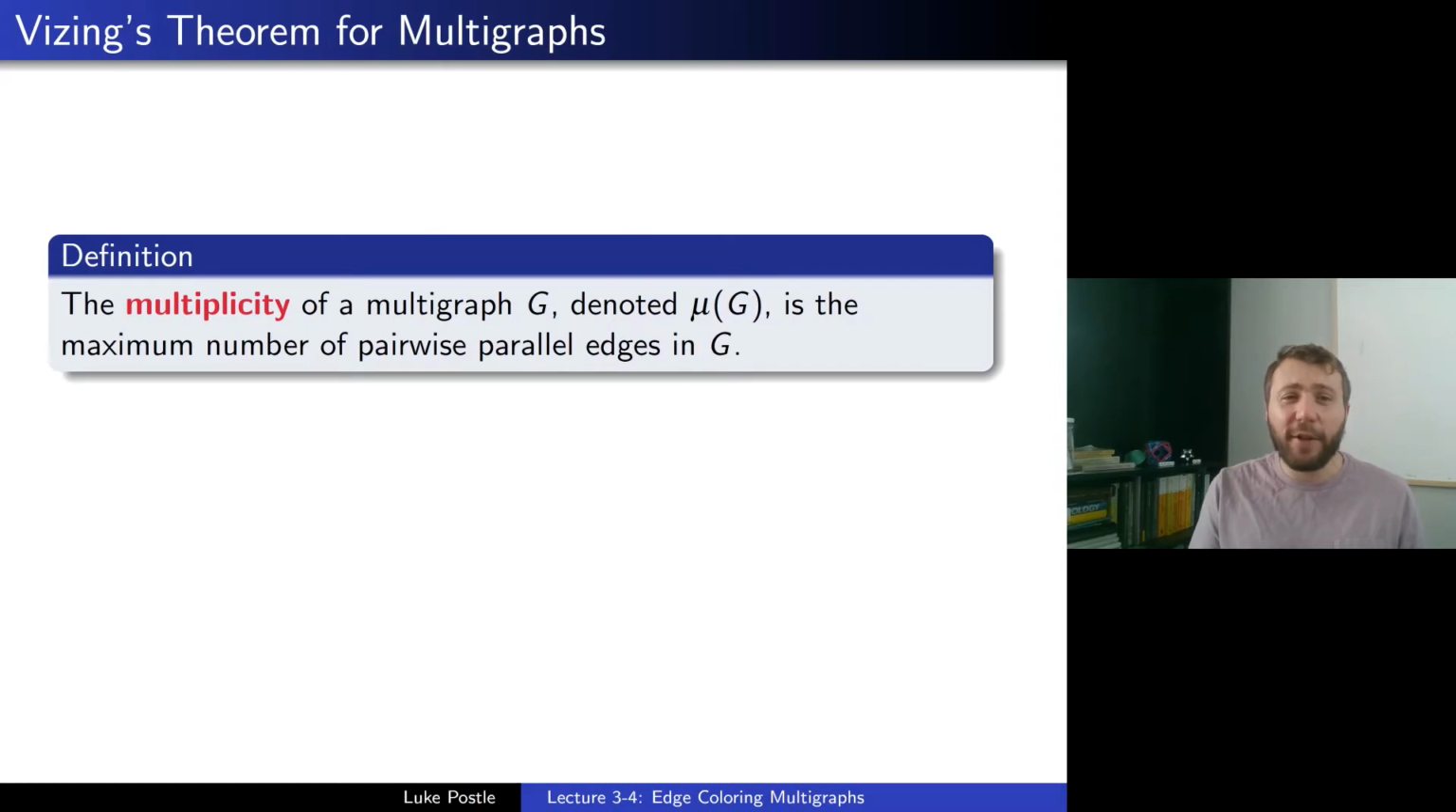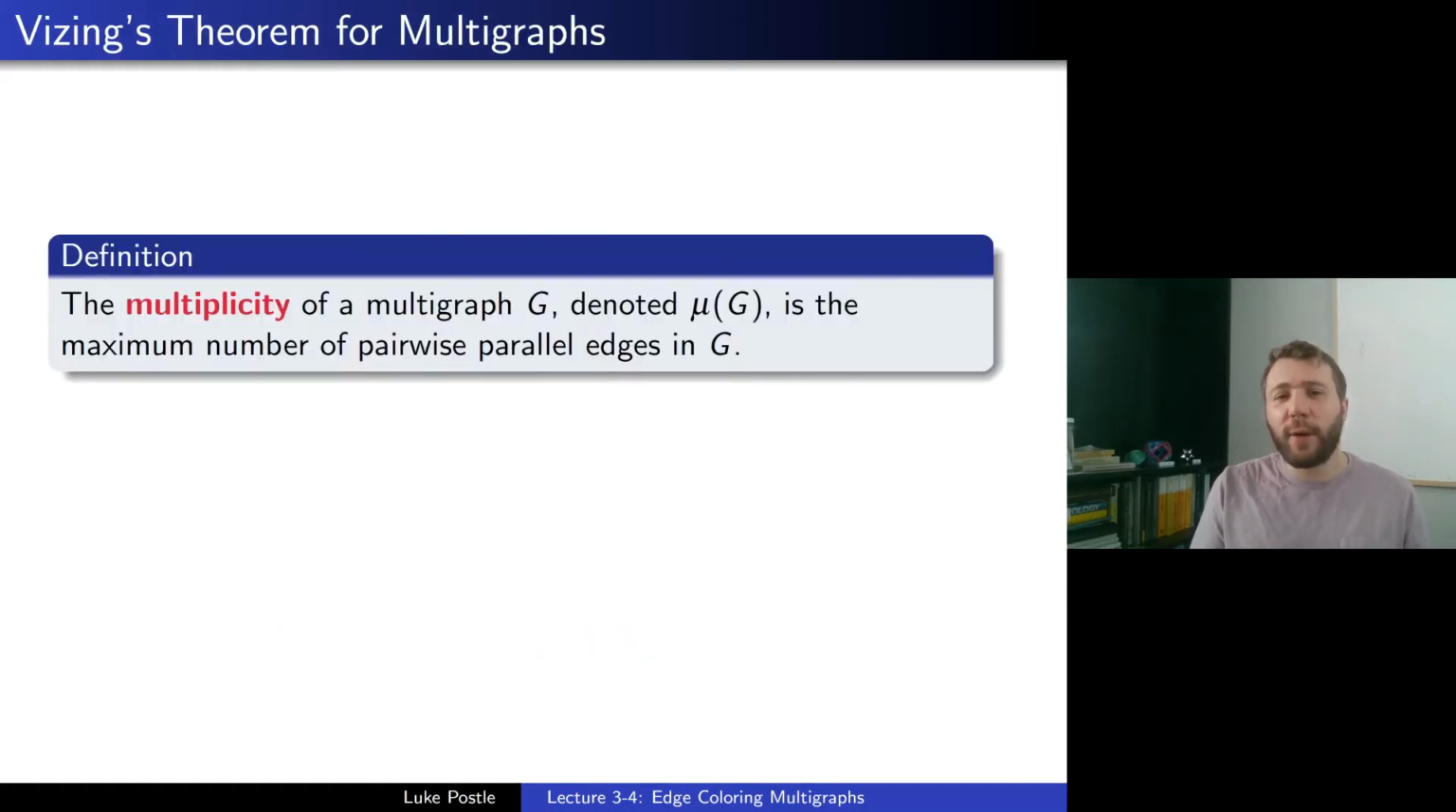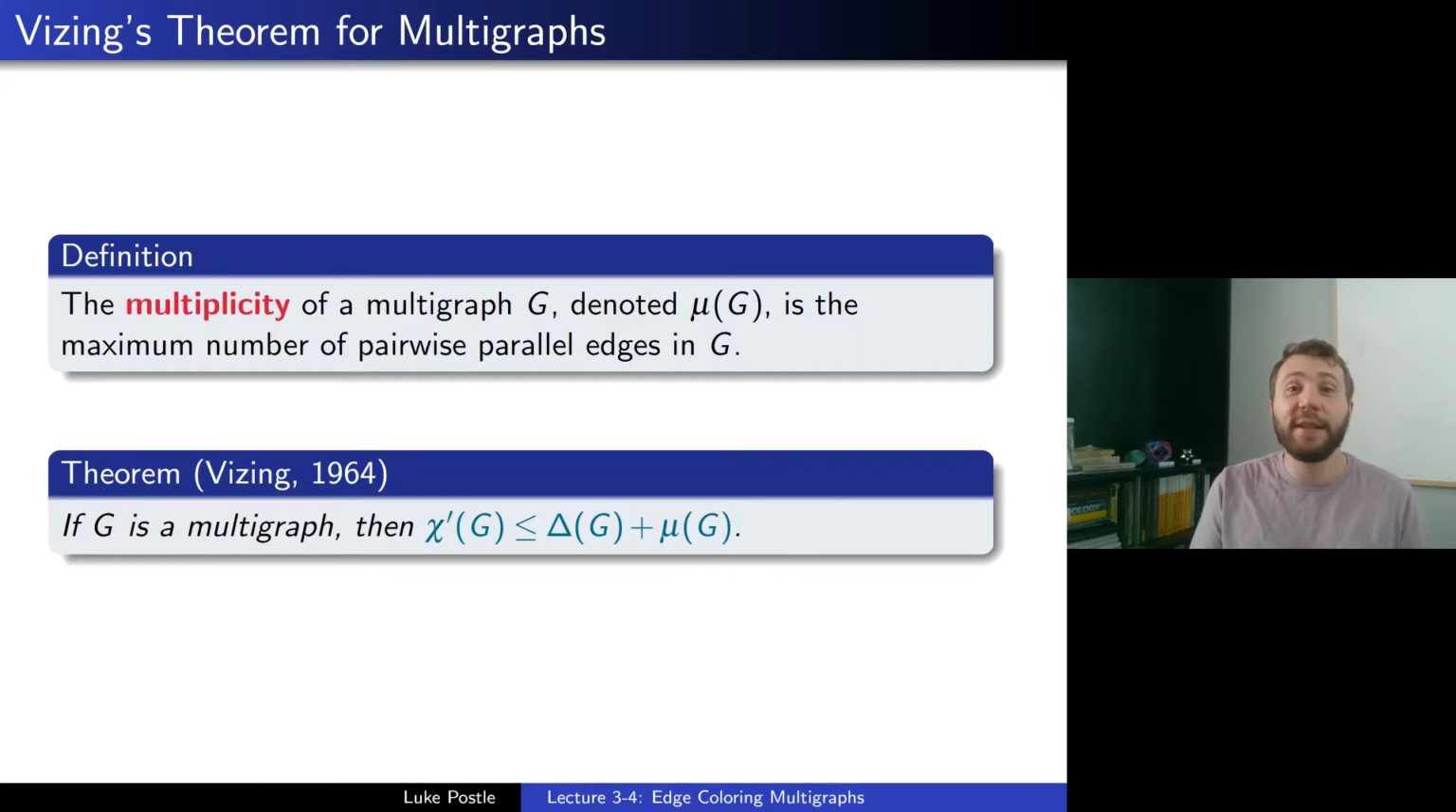Namely, we look to something called the multiplicity of a multigraph G, which we'll denote with this mu of G, mu being the Greek letter. It is the maximum number of pairwise parallel edges in G. So in simple graphs, the multiplicity is just 1, since there aren't any pairs of parallel edges. Otherwise, we'll take it to be this maximum number. In the previous example, the multiplicity of our fattened triangle would be the ceiling of delta over 2. So then what? Well, now there is a very nice theorem you can get that generalizes Vizing, and it was actually proven by Vizing back in 1964.